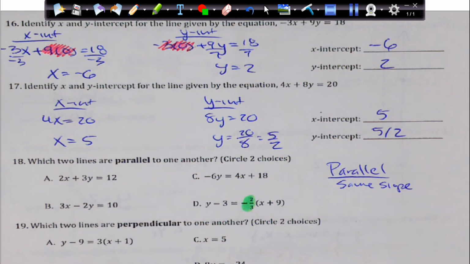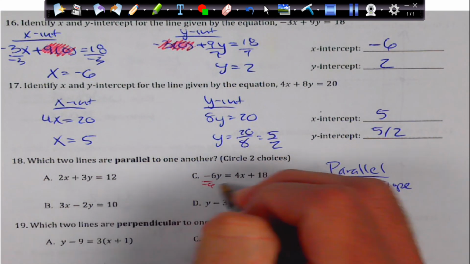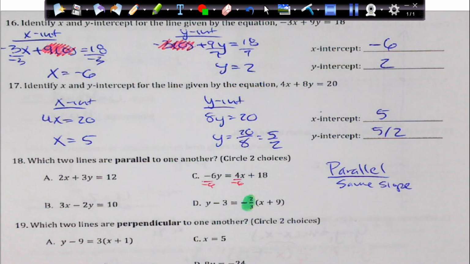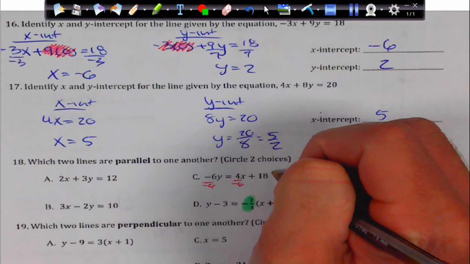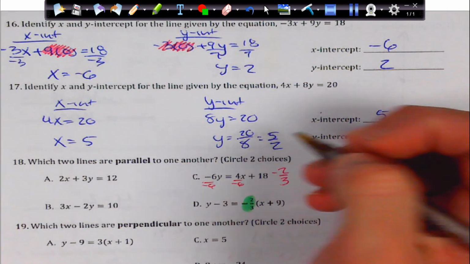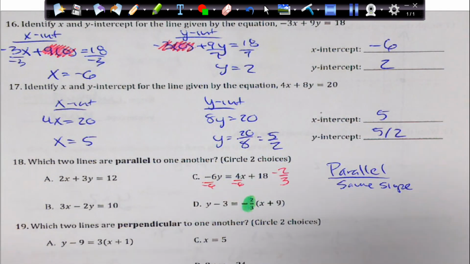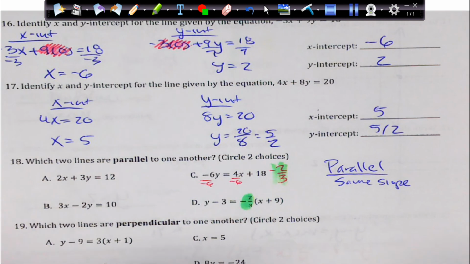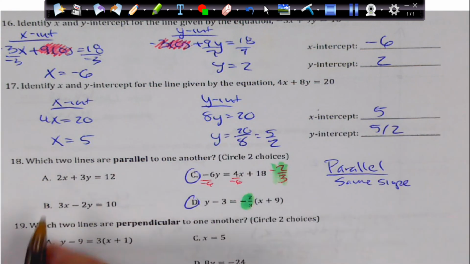And then here we're going to divide by a negative 6, but I really just got to focus on this. 4 over negative 6. Well, I could divide those by 2, and I'd get negative 2 over 3. So actually, that right there is parallel. And it says pick 2, so those are my two options. This is the first one I saw. Let's check this real quick.